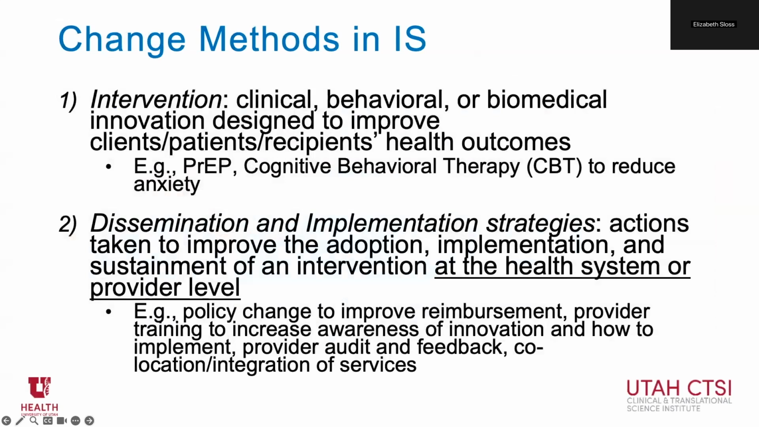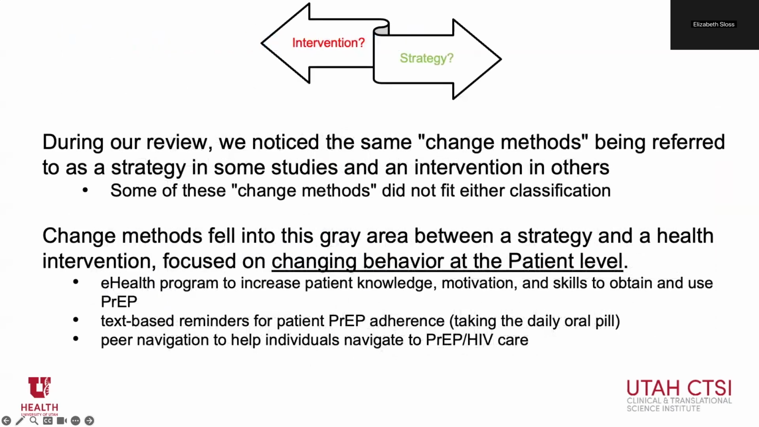So just going to recap really quick. We've talked a lot today about different change methods, and we first distinguished the evidence-based intervention, which is focused on health outcomes, versus the dissemination implementation strategy, which focuses on adoption, implementation, and maintenance. In our review, we saw so many change methods being referred to as a strategy or an intervention that didn't really fit well in either of those classifications.